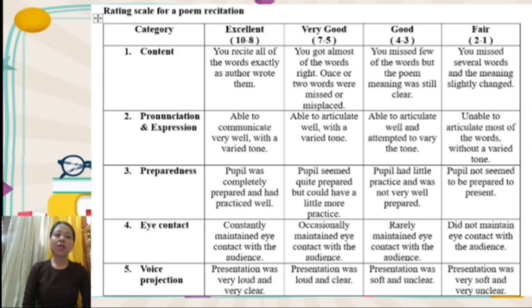The second is pronunciation and expression. Excellent if you are able to communicate very well with a varied tone, fair if you are unable to articulate most of the words without a varied tone. Next is preparedness. Excellent if the person was completely prepared and had practiced well, and fair if the person did not seem to be prepared to present. Next category is eye contact. Excellent if you constantly maintained eye contact with the audience, and fair if you did not. Fifth category is voice projection. Excellent if the presentation was very loud and very clear, and fair if the presentation was very soft and very unclear.